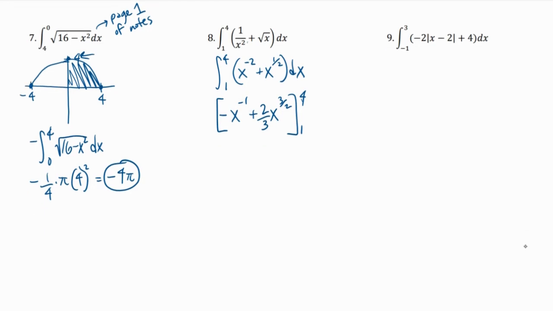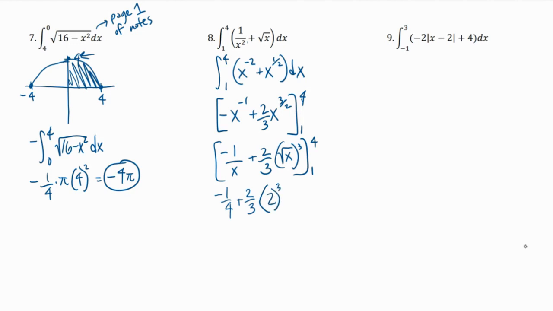And then I can plug in. You can rewrite this if you want first. So this is negative 1 over x plus 2/3 times x to the 3/2, which is the same thing as the square root of x cubed, if you'd prefer that, from 1 to 4. All right, and then if I plug in 4, I get negative 1/4 plus 2/3 times the square root of 4, which is 2 cubed, minus, and then plug in 1, so that would be negative 1 plus 2/3.